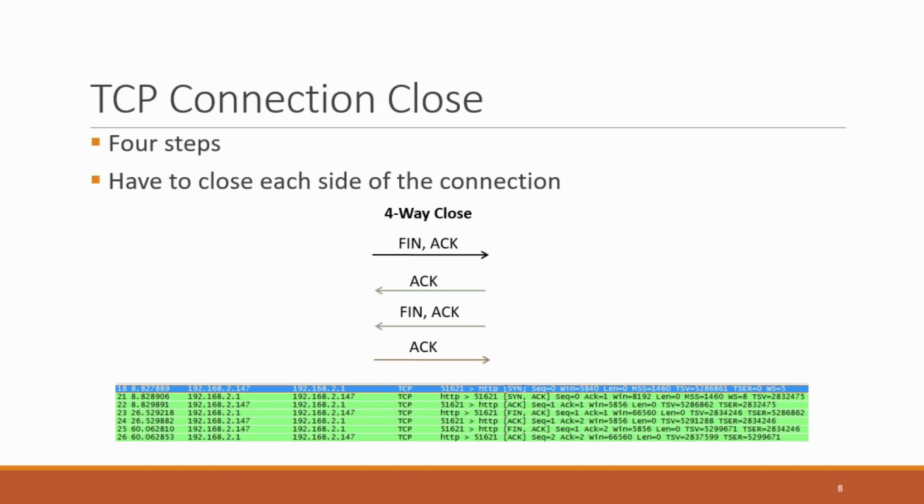So as you look here in the image taken from Wireshark, we see a SYN, SYN-ACK, and an ACK in packets 18, 21, and 22. And then immediately we'll close 23 through 26. So that's the three-way handshake followed by the four-step close.